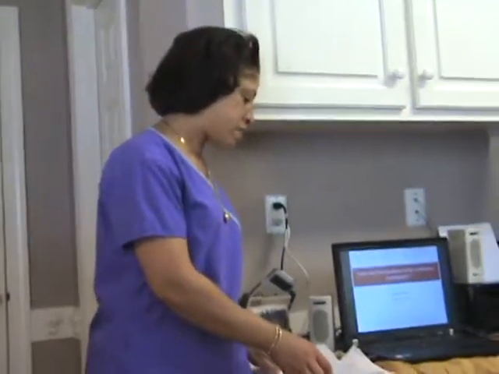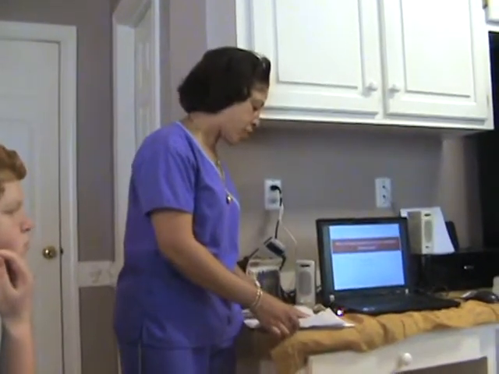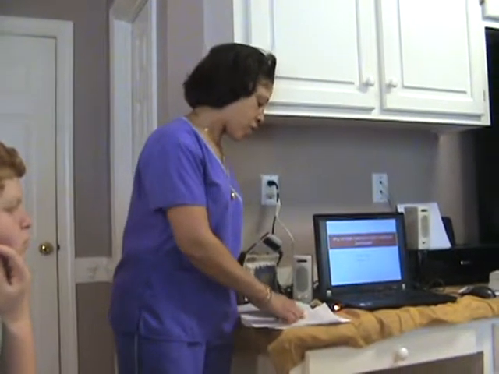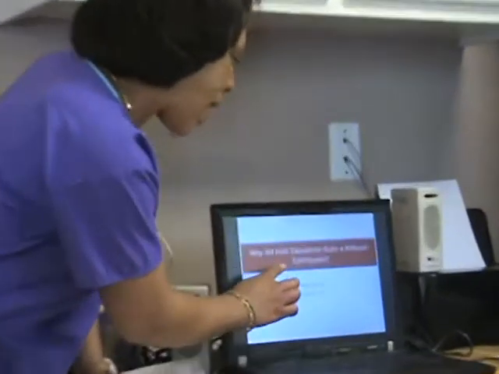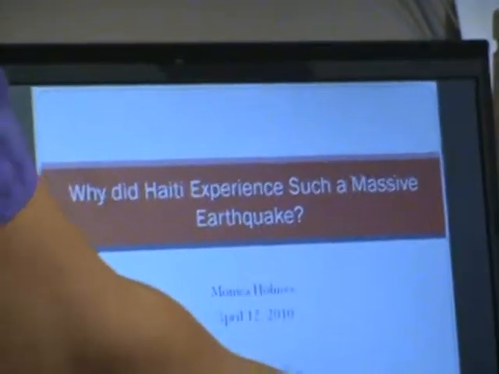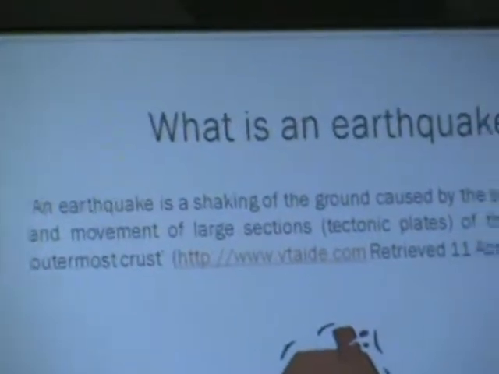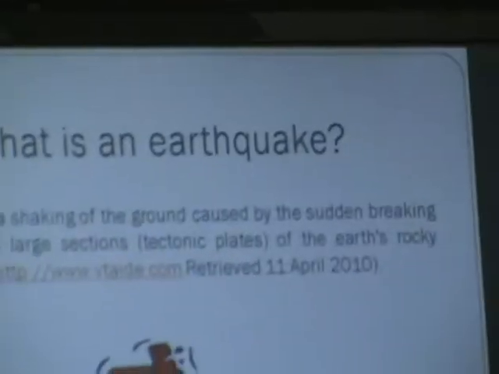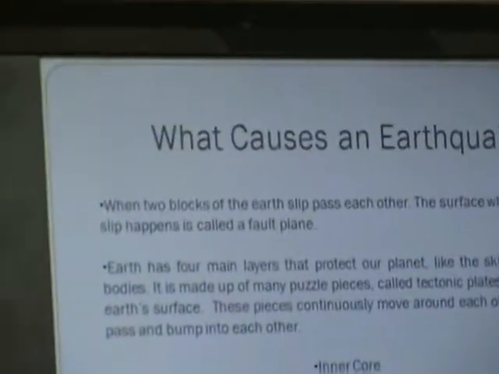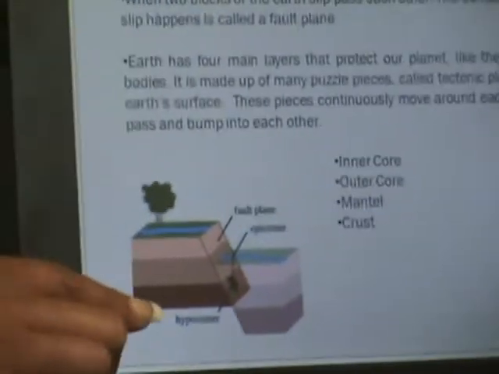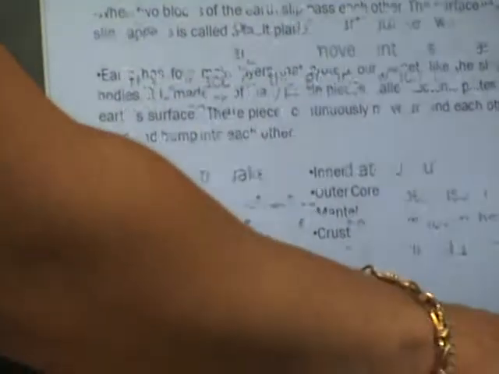I have prepared this model to give you a visual aid of what happens to the earth as an earthquake is birthed. Why did Haiti experience such a massive earthquake? An earthquake is a shaking of the ground caused by the sudden breaking and movement of large sections or tectonic plates of the earth's rocky outermost crust. What causes an earthquake? The inner core, outer core, the mantle, and crust, and this demonstrates how they move against each other to form an earthquake.